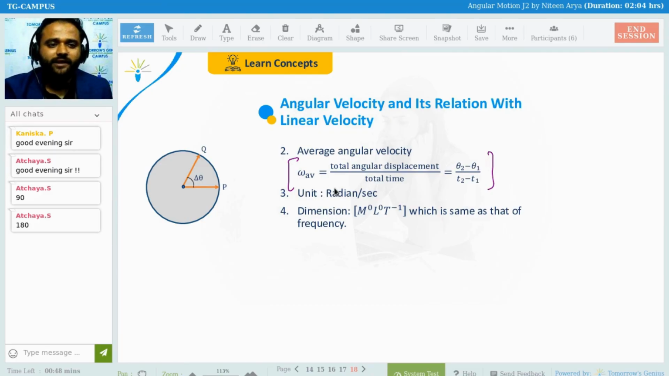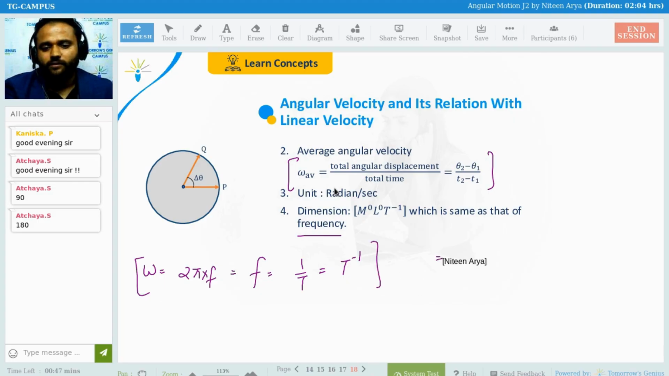Dimension is time inverse. Why time inverse only? Because radian, which is a ratio of two lengths, arc upon radius, is a constant. So the dimension is time inverse, the same as that of frequency, because frequency is 1 by t. That is why we can put angular velocity equals 2 pi into f. Got it now? Where omega equals d theta upon dt, and differentiating this r cross s, r is constant. So what am I going to do?